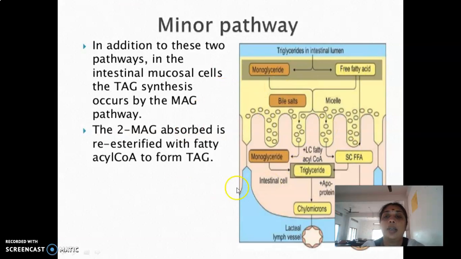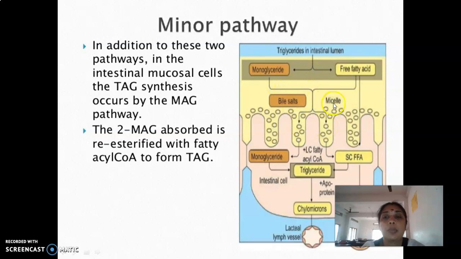This is a minor path, that is the 2-MAG pathway happening in the intestine. That is, TG in the intestine, we are having the monoacylglycerol. So monoacylglycerol will be acted upon by lipase, synthase enzyme, fatty acid transferase, to give DAG. DAG will be finally converted into TG. Okay, this is only the pictorial representation. Monoacylglycerol or monoglyceride, free fatty acids.